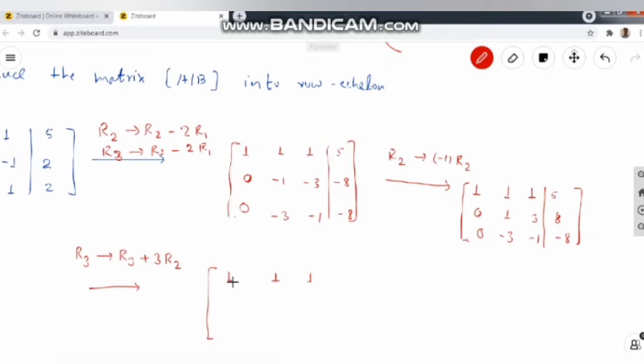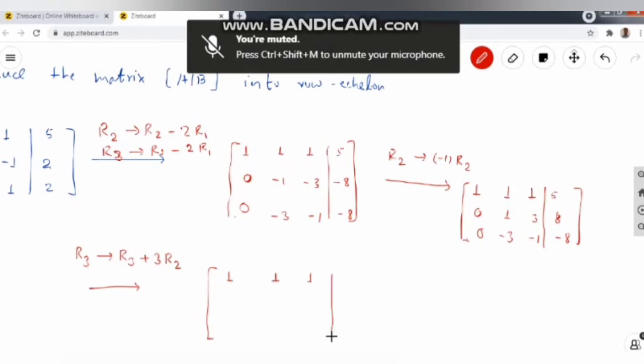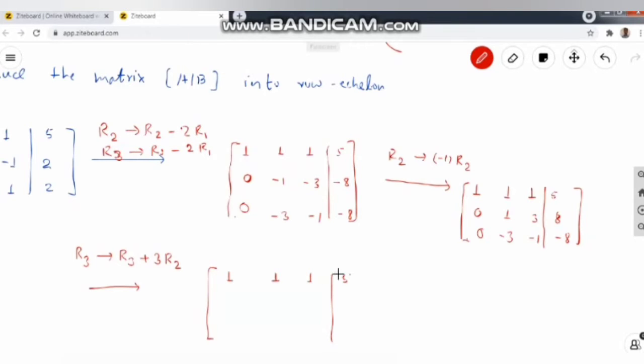So the first row is 1, 1, 1. I'm not saying that you can't apply elementary row operations in any order. But the thing is that ultimately we are trying to find the row echelon form. So you have to remember the conditions for row echelon form, and apply the elementary row operations accordingly. That's it.